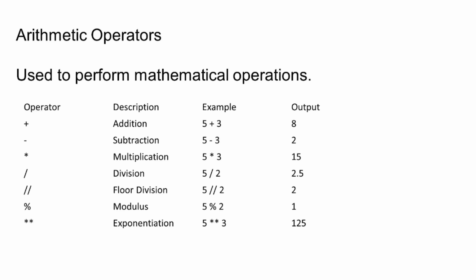5 modulus 2 is 1, a remainder value. For the modulus, the remainder value is calculated. Division, floor division, and modulus are a bit tricky in understanding. 5 exponent 3 is 125.